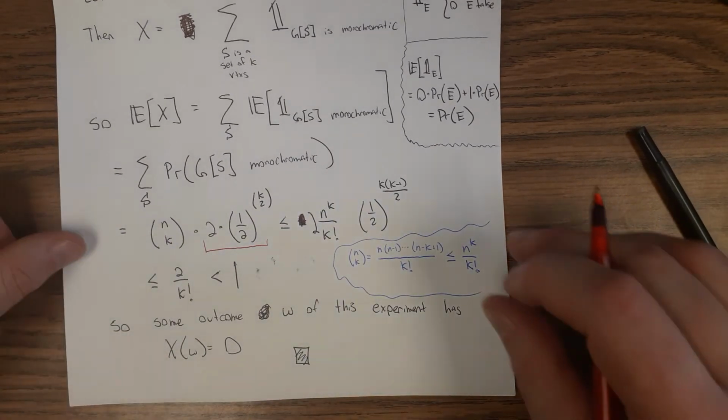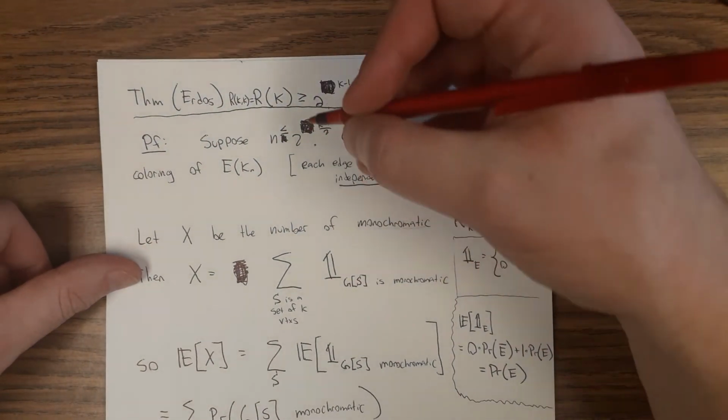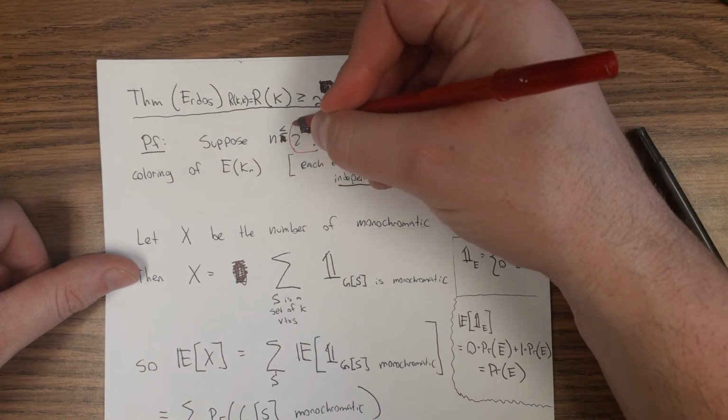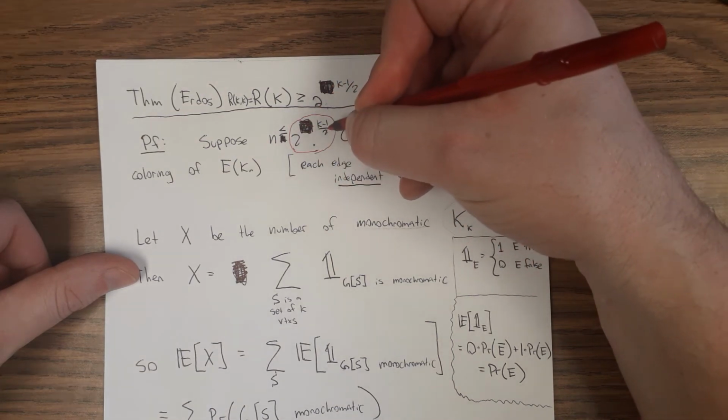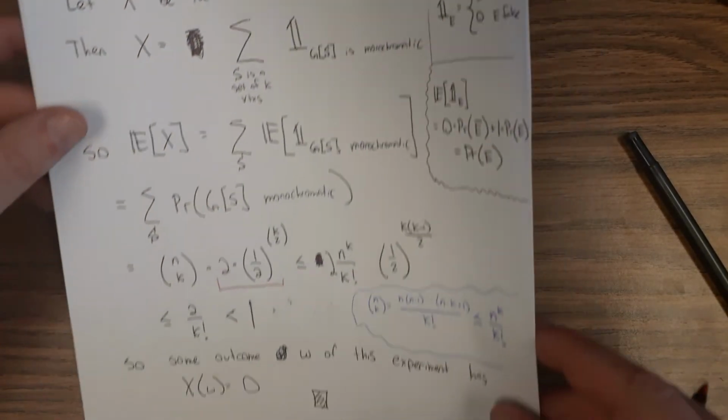And then just remember our value of n. Our value of n was less than or equal to this, 2 to the (k minus 1) over 2.